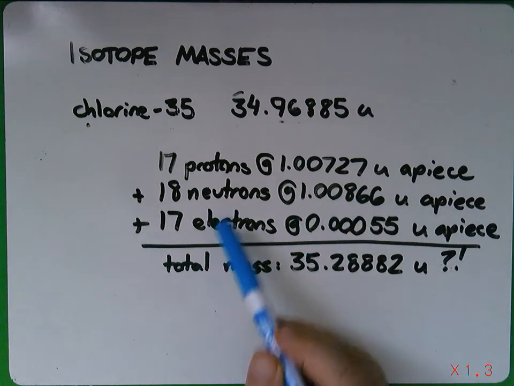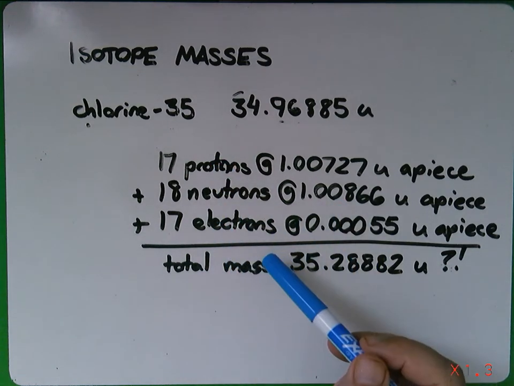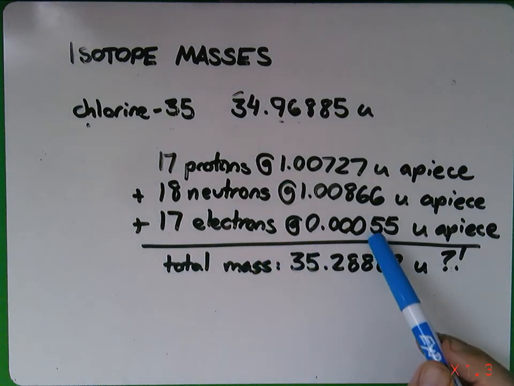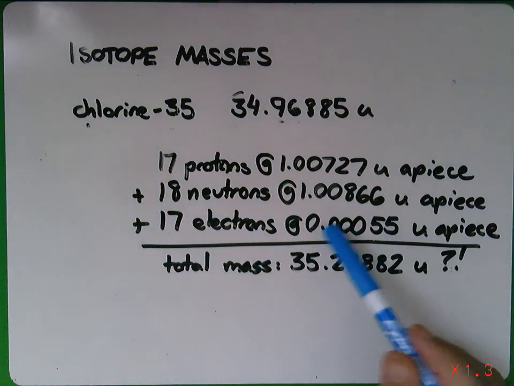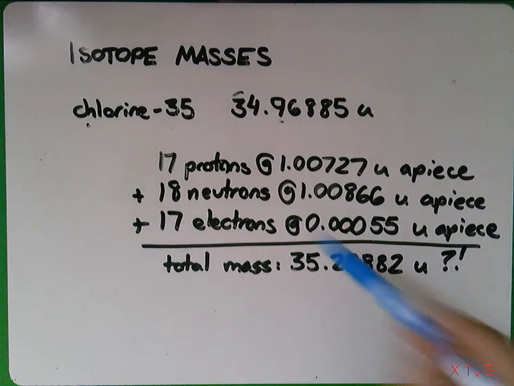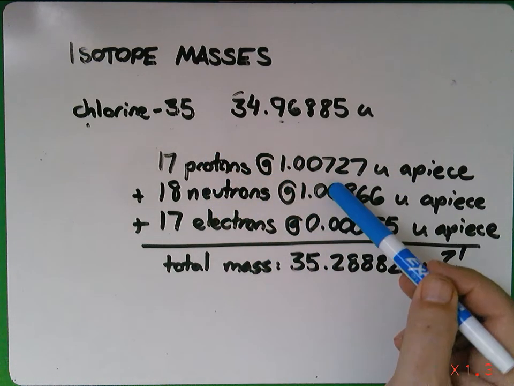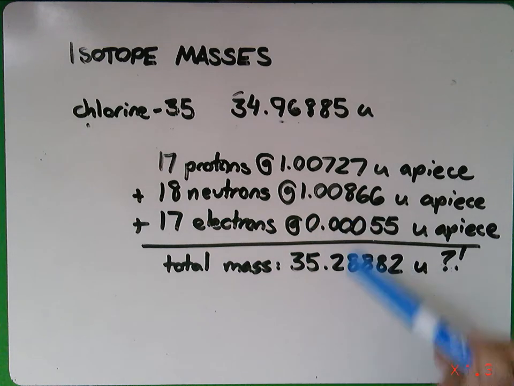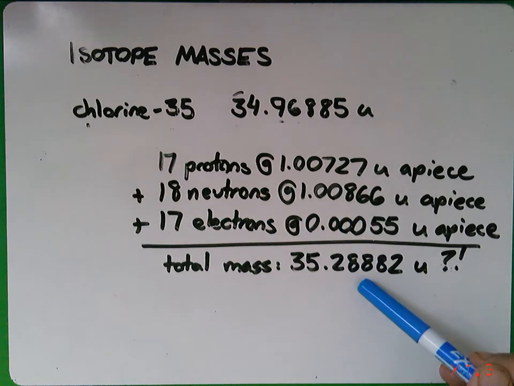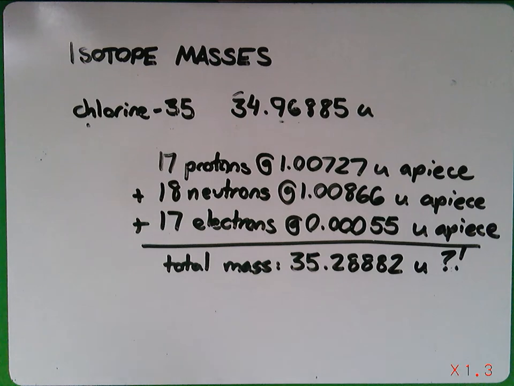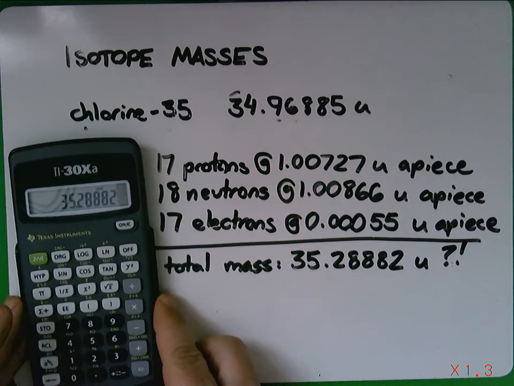There should be the same number of protons and electrons if it's a neutral atom, not an ion. And the electrons weigh much less. Here are the weights for each one. So if I take 17 times this plus 18 times this plus 17 times this, I get this. Now look how much bigger this one is than that one.